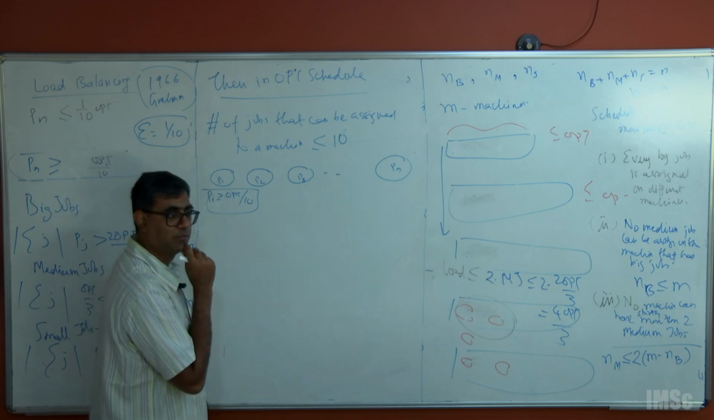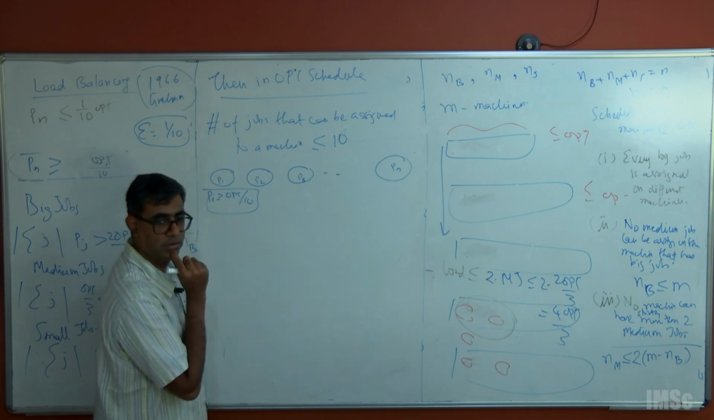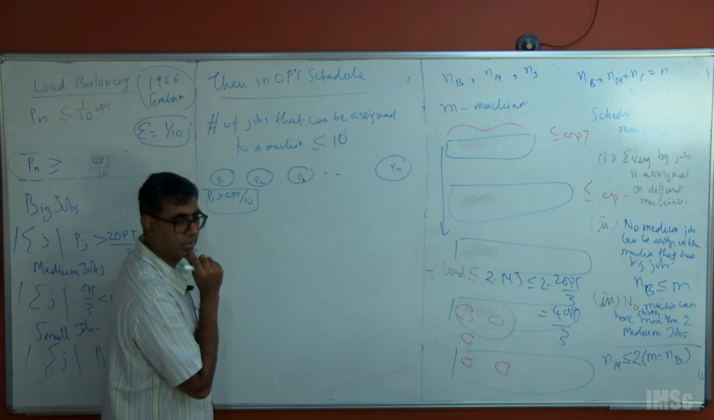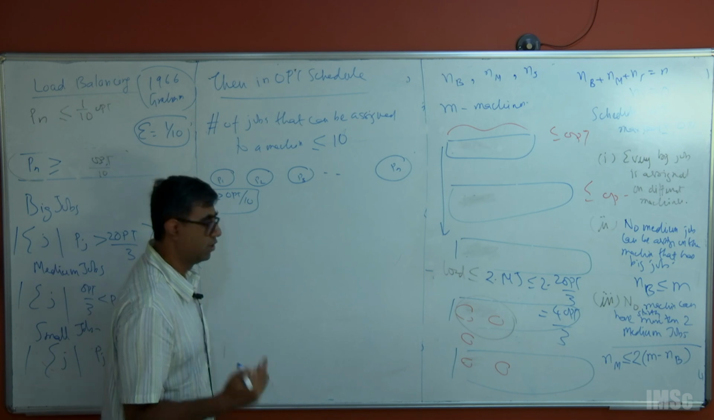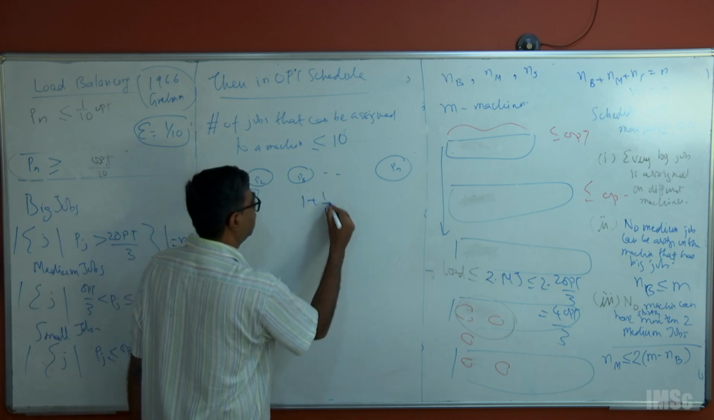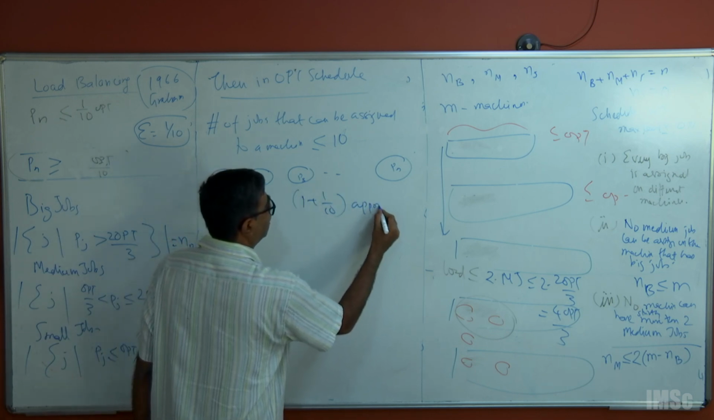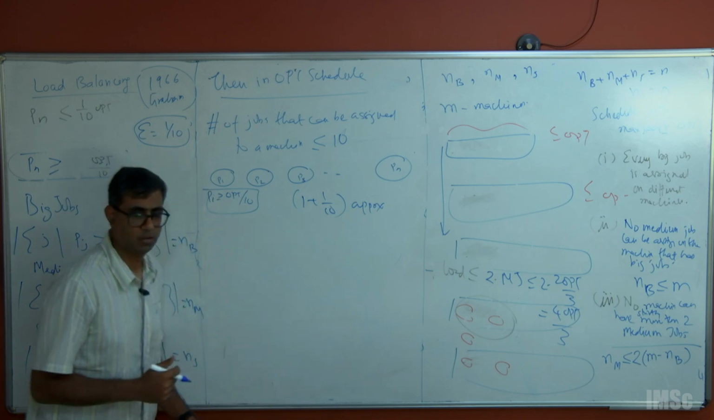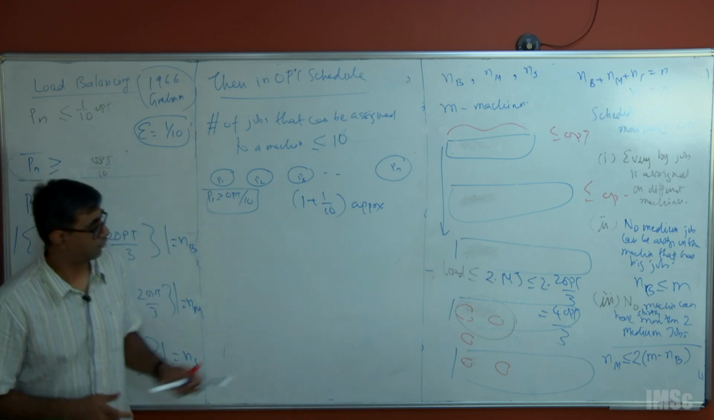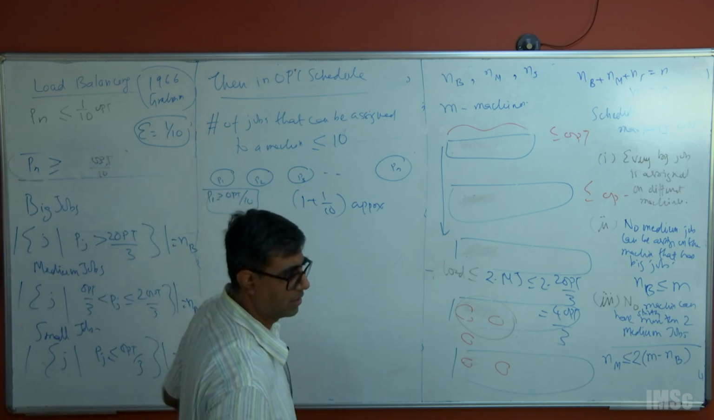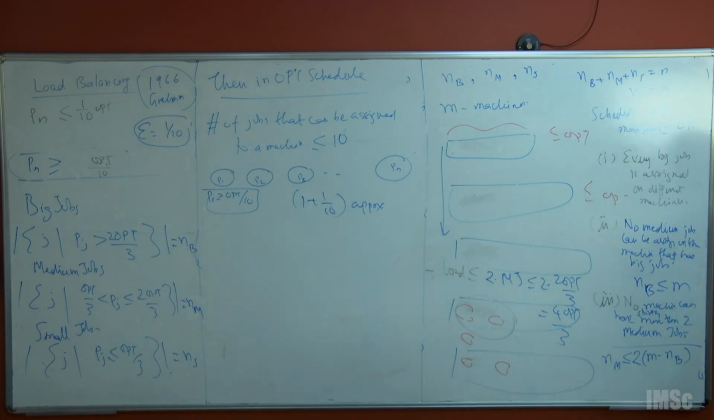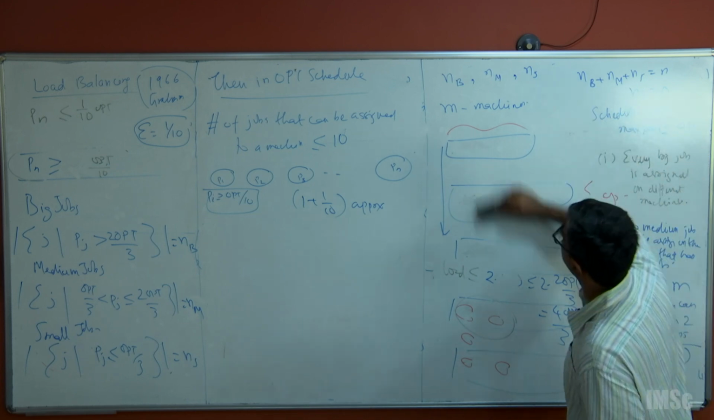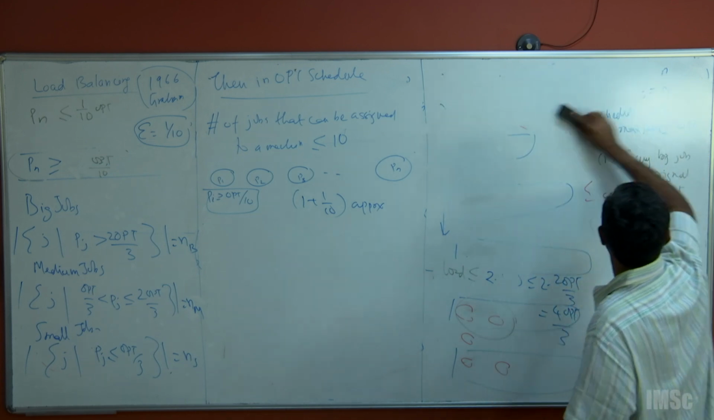Let's try to solve this problem in polynomial time. Ideally, if we can give a 1 plus epsilon approximation, 1 plus 1 by 10 approximation, we are very happy. But let's try to solve this problem in polynomial time. Let's be brave and see if we can solve the problem in polynomial time, and if we fail, then we'll see what to do. Okay, so let's be brave now. So I'm being brave.